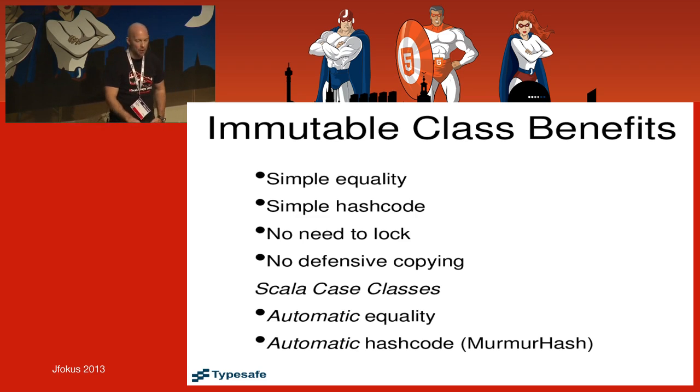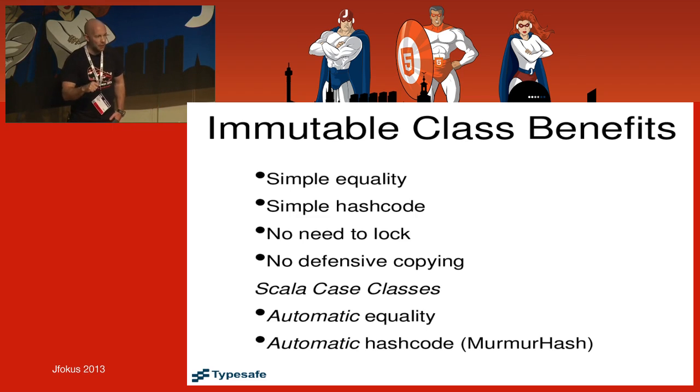So here are the immutable class benefits. You have simpler equality and a simpler hash code because you know the state will never change, so you can use the variables in it. No need to lock, no need for defensive copying. And also, if you use case classes, you have automatic equality and automatic hash code. It's using murmur hash, which is a really efficient hashing algorithm.